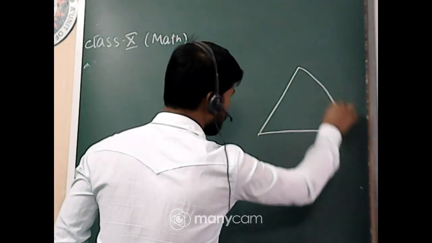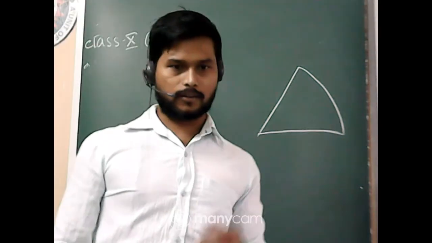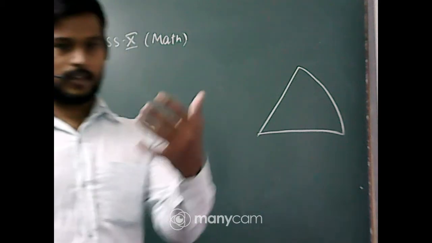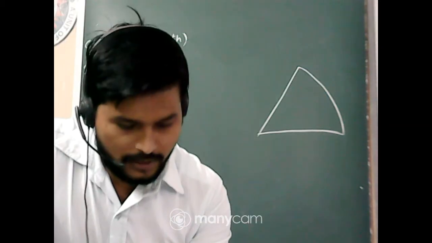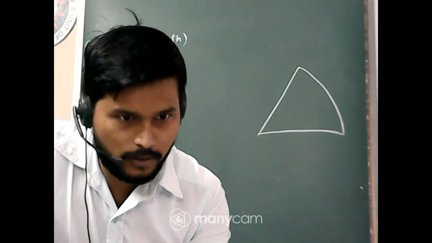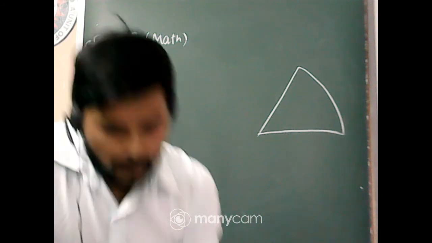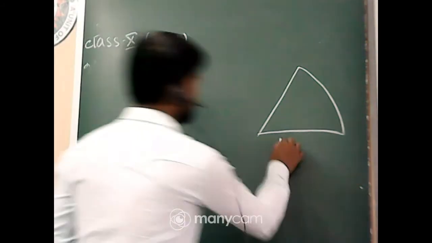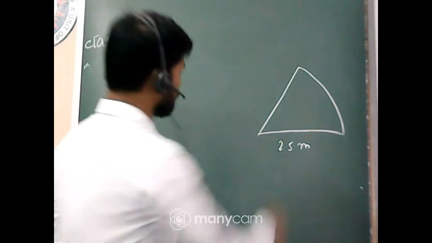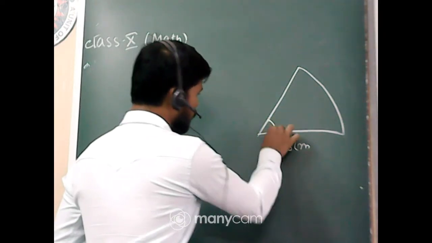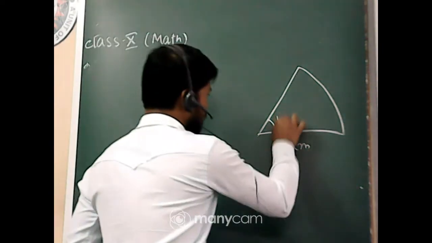Okay, there are two wipers of this type. You can see the front of any car. There are wipers like this which clean the front glass of the car. The length of this blade is 25 centimeter, and it covers a central angle of 115 degree.